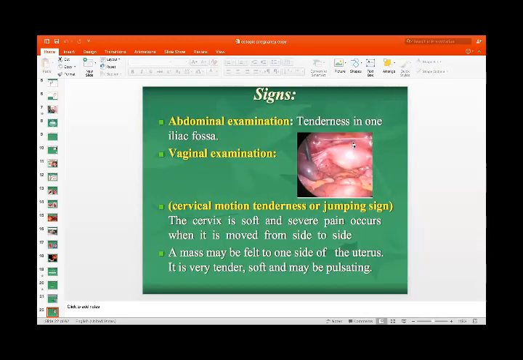When we do abdominal examination, there will be tenderness in one iliac fossa. And on vaginal examination, I have already told you there will be cervical excitation or cervical motion positive with tenderness in the adnexum. A mass may be felt to one side of the uterus. It is very tender, soft, and may be pulsating.